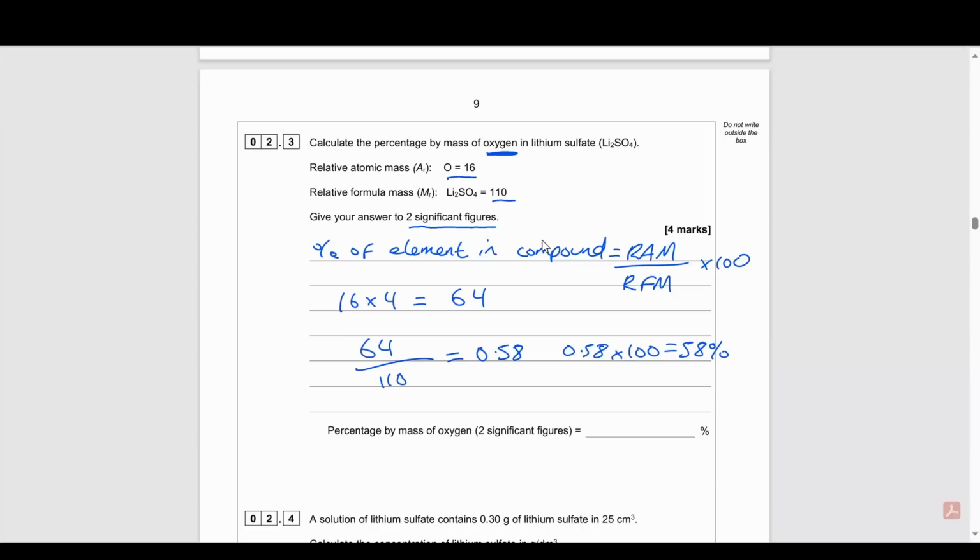Now, because we've done some rounding, it would be a bit easier. But if we use the calculator, we would probably get a slightly different value than 0.58. So when we multiply by 100, we get a slightly different value than 58%. So that's why we need to give our answer to two significant figures, but it will definitely be 58%.